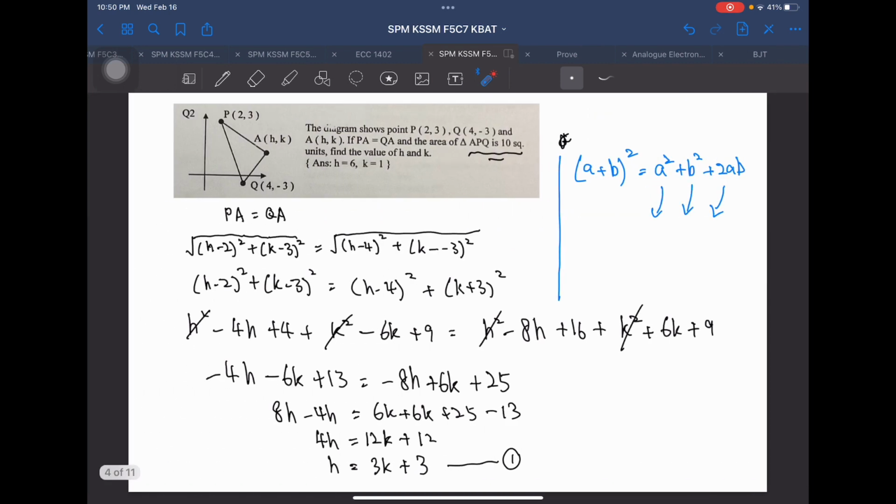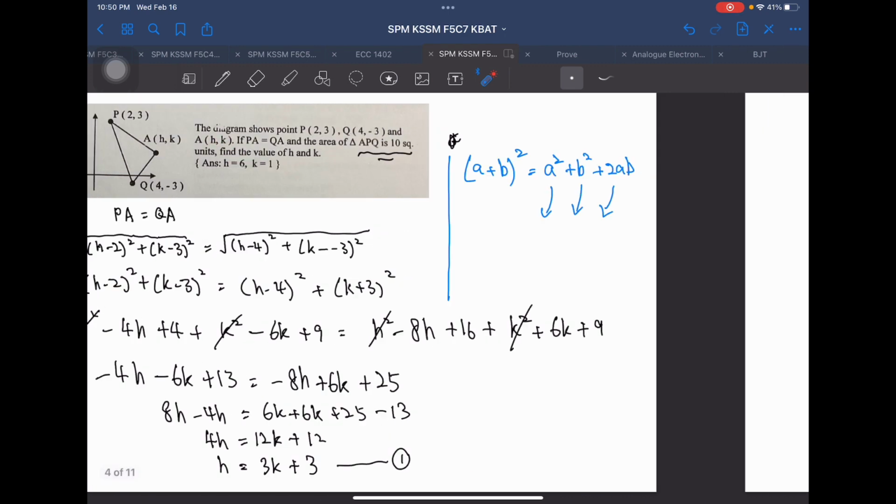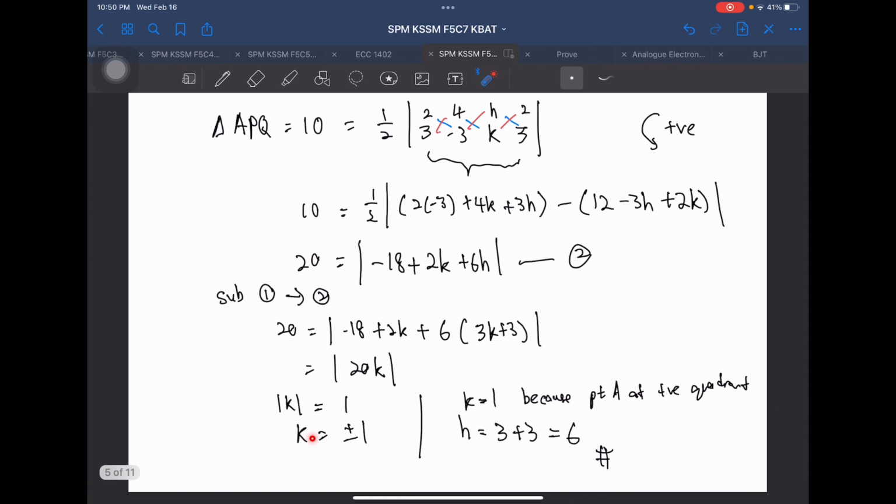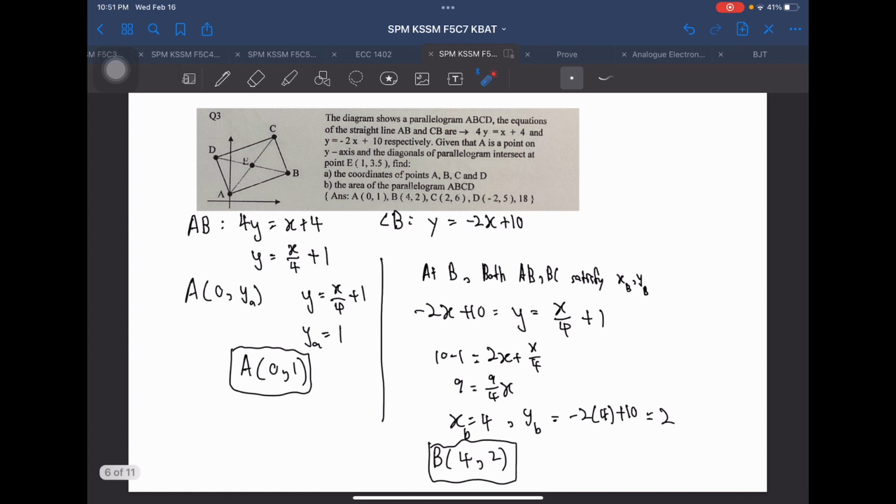If you see here, this k can only be 1, it cannot be negative 1, as this point A is in the positive quadrant. So this means that both your h and k are positive. So you get k is 1, and then substitute it back into the first equation. You get h equals 3k plus 3, which is 6. So this is the answer for the first question. Easy, right? Okay, come to the second question.